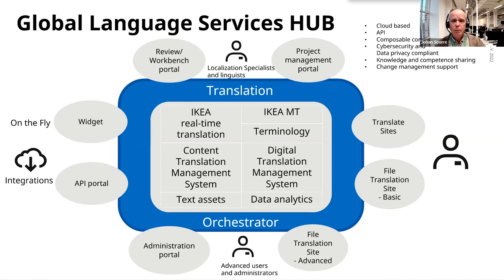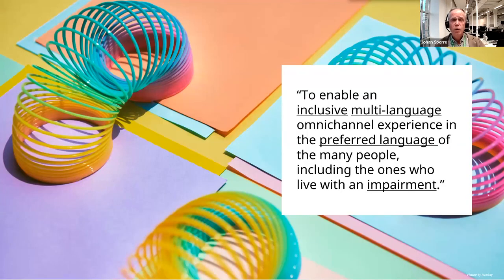And what we have set up as a vision is that we want to enable an inclusive multi-language omnichannel experience. So we are challenging not just the omnichannel experience, but it really should be inclusive, and it should be possible for anyone to connect to IKEA in their preferred way. That means also in their preferred language. So we also want to include everybody who lives with an impairment, so that they can connect with us and communicate in a simplified manner.